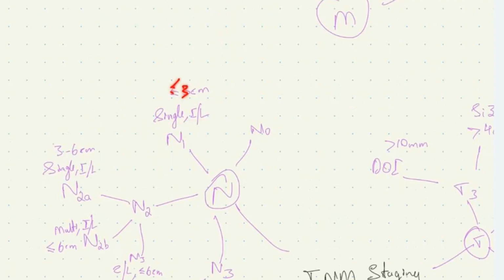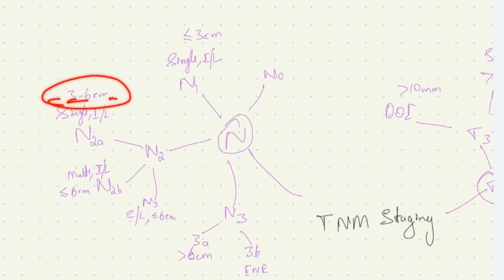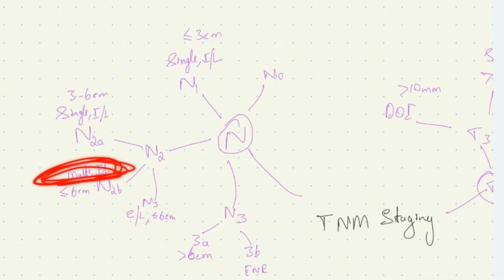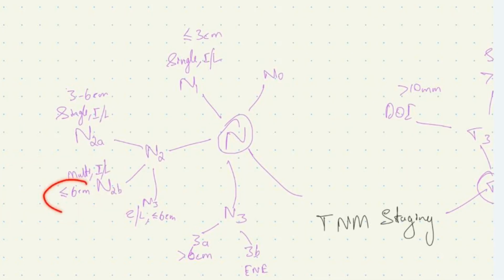N2 is further classified into N2A, N2B, and N2C, where N2A is single ipsilateral lymph nodes with lymph node size between 3 to 6 centimeter. N2B is multiple ipsilateral lymph nodes. From 2B, multiple lymph nodes starts. Multiple ipsilateral lymph nodes with the nodal size being less than or equal to 6 centimeter.